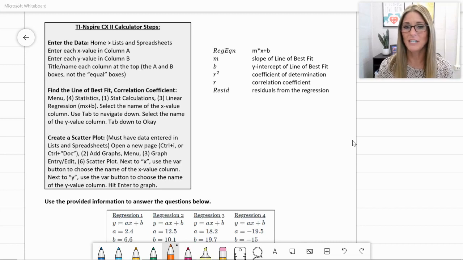I also have labeled here on your notes those outputs that came from the calculator about the linear regression equation. If I have a scatter plot and I need to know what my line of best fit is, the calculator will tell me the slope and the y-intercept of that line of best fit. We also get a coefficient of determination. We don't use that, but of course the correlation coefficient we just spoke about is that lowercase letter r.